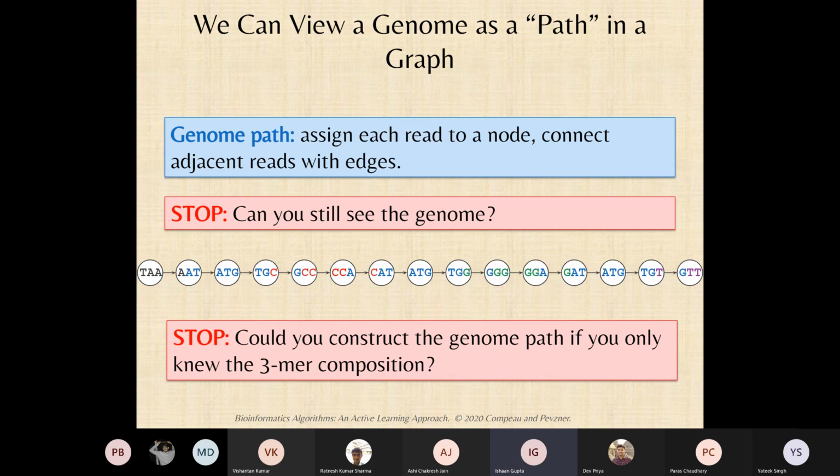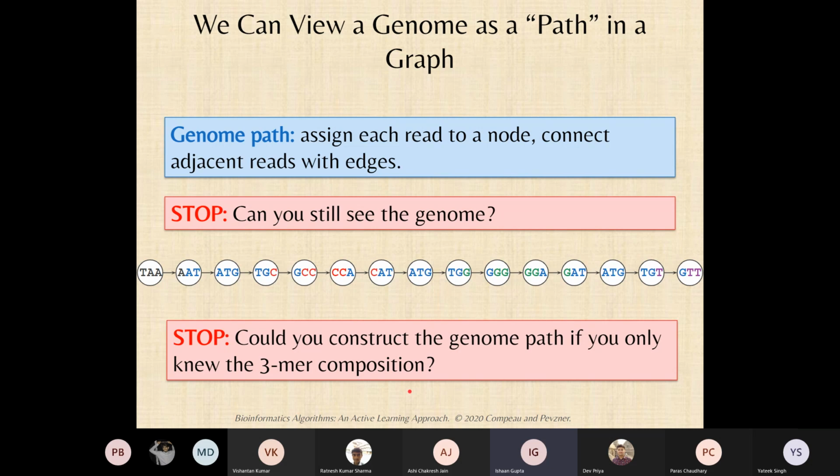I mean, these are simple things that I'm telling you, but please be attentive, because this is some mathematical formulation, okay? So you know the genome path. Could you construct the genome path only with a 3-mer composition? A 3-mer composition means that you are only given these 3-mers, right? So we need to know the order.